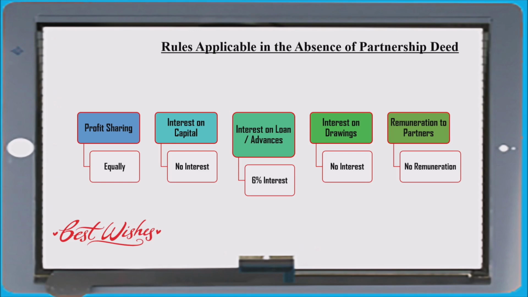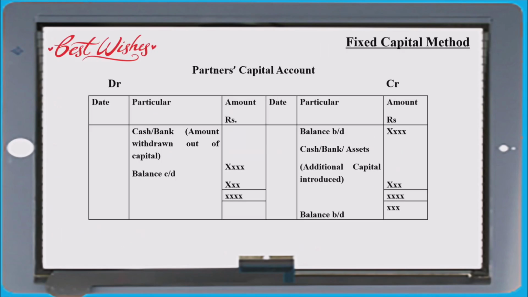Profit is shared equally, interest on capital is not given, interest on loans and advances at 6% will be charged, and interest on drawings is also not given. Any remuneration, maybe salary or commission to a partner, will not be given. And without the consent of other partners, no one will be admitted, and without the consent of other partners, no one is able to use the capital of the firm either.